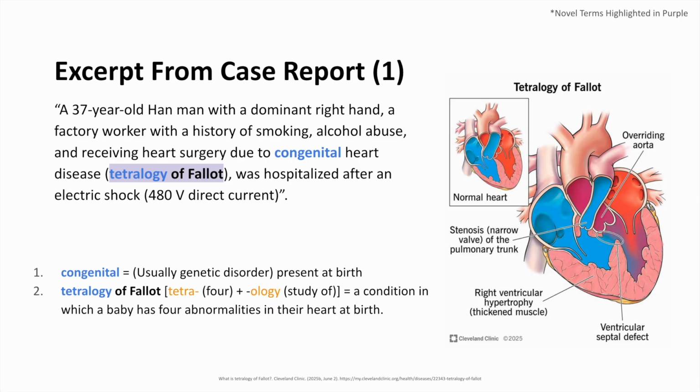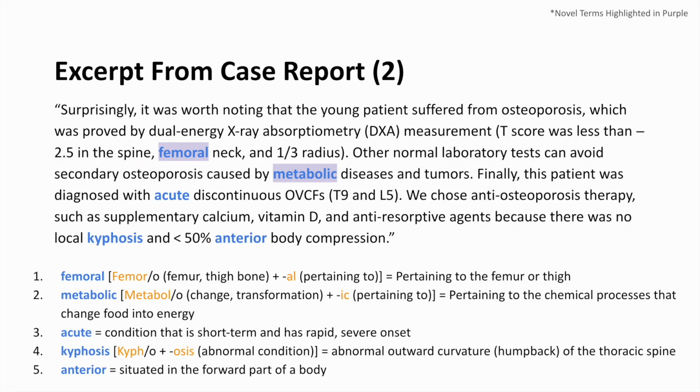So I will skip this part, but feel free to take a look. I highlighted terms we did not cover, new terms, such as femoral and metabolic, in purple, so you can refer to them. Tetralogy of Fallot was in there too, and I defined a few terms that come up from the case report. These are quotes from the case reports, and this is not all of them. You did a very good job finding all the terms.